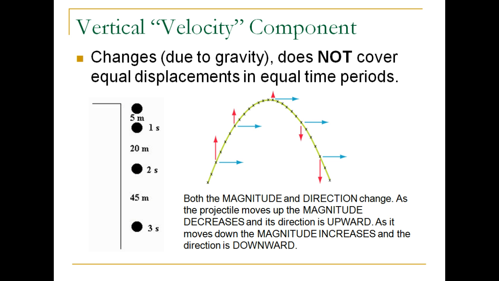So if you look at the thing here, it says it does not cover equal displacements in equal time periods. After 1 second, it covered 5 meters. After 2 seconds, it covered 20 meters. 3 seconds, 45 meters. And you say, well, why is that? That's because both the magnitude and direction change. As the projectile moves upward, the magnitude decreases and its direction is upward. But as it moves down, the magnitude increases again and the direction is downward. So the acceleration is always due to gravity, and that's why it covers different displacements over the same time interval.